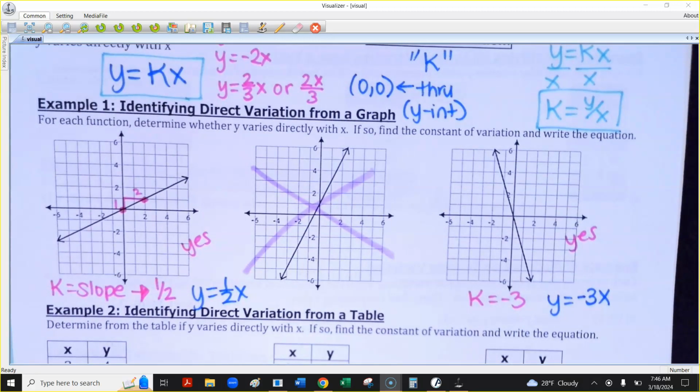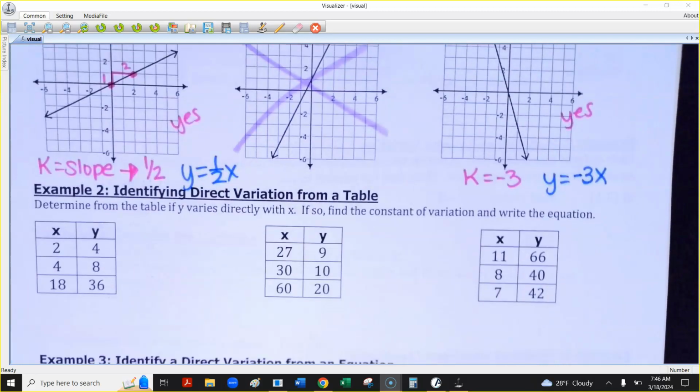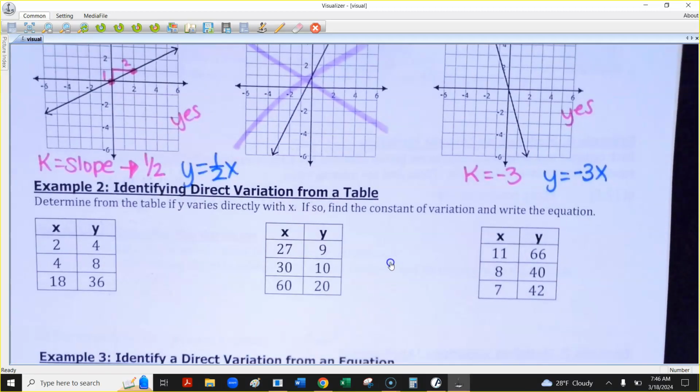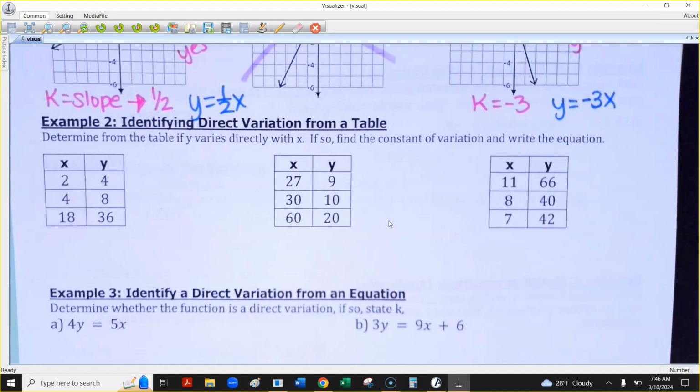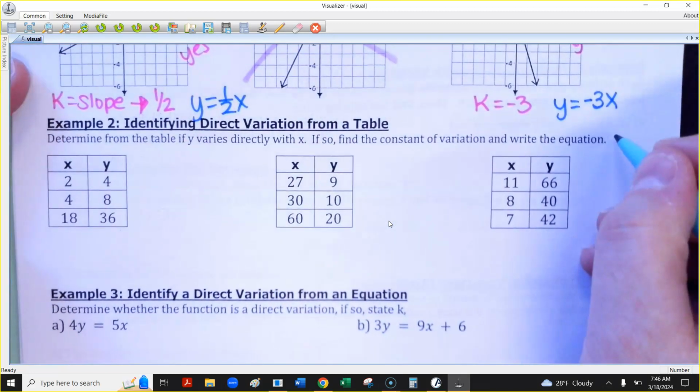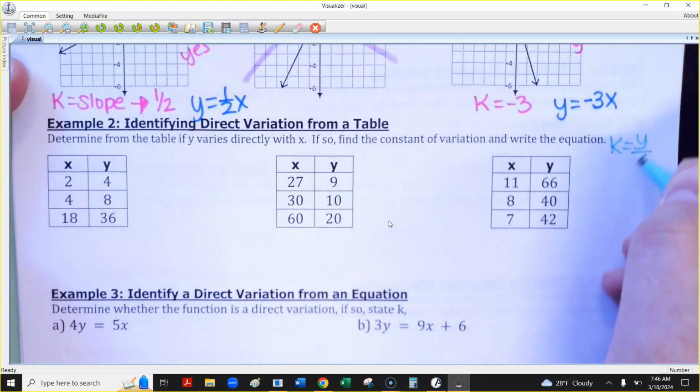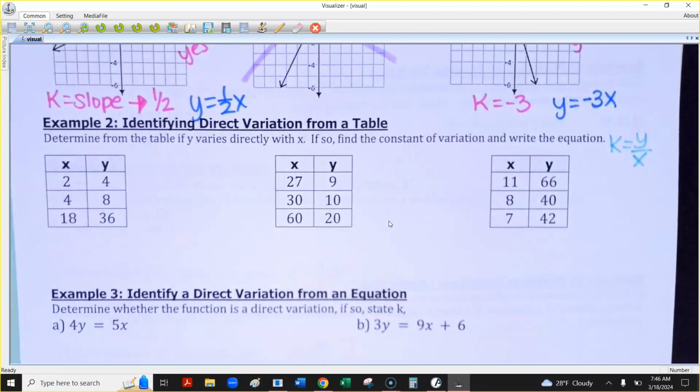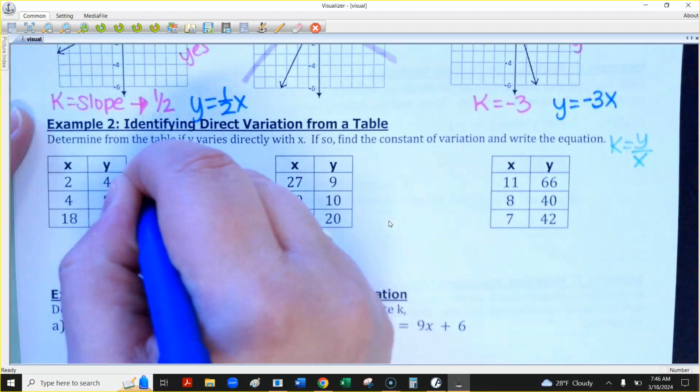Okay, now if you don't have a graph, if you have a table, which is what we're going to look at here, to decide if it's a direct variation, remember what we just said at the top, that the k value should be y over x. So if you have actual points, which I have 3 sets of points for each one of these examples, all you got to do is check and see if you divide y by x, if it's the same for each of the points.